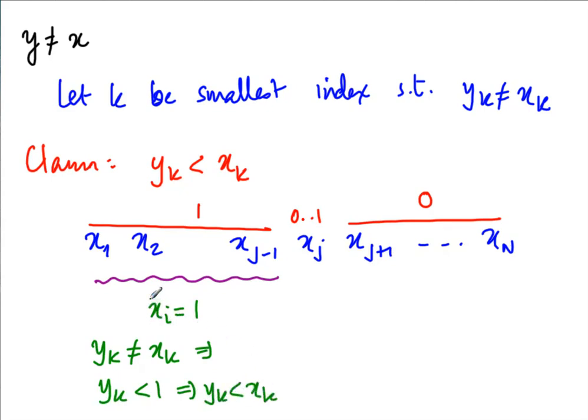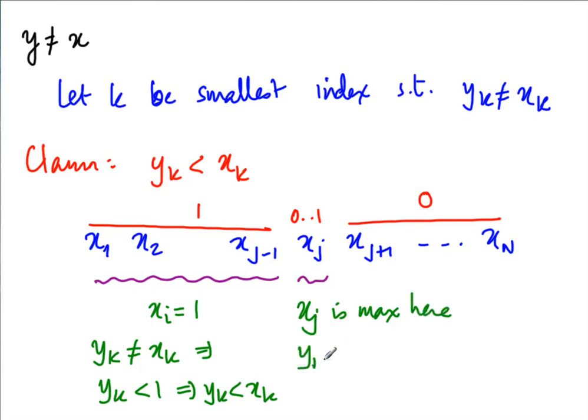So if k lies in the range 1 to j minus 1, we certainly have that yk is smaller than xk. Now supposing k is at j, we know that we cannot get more than xj without exceeding our knapsack capacity. The reason that the greedy solution put only xj is because it couldn't put any more. The knapsack became full. So xj is the maximum here.